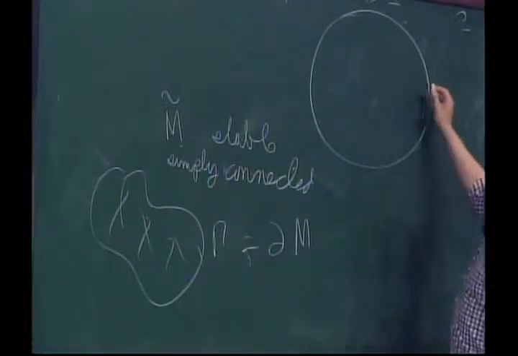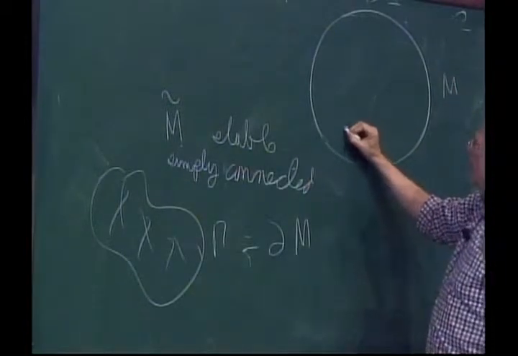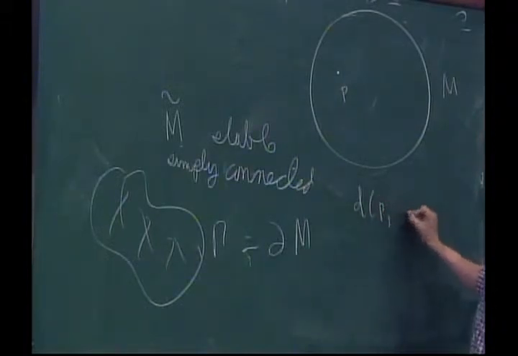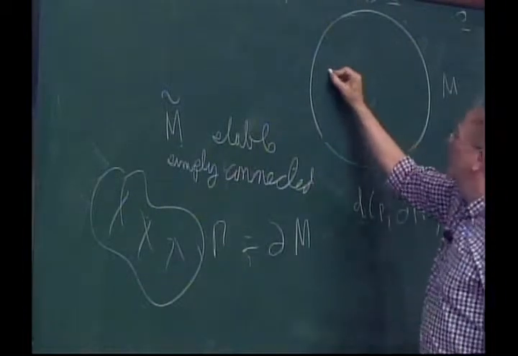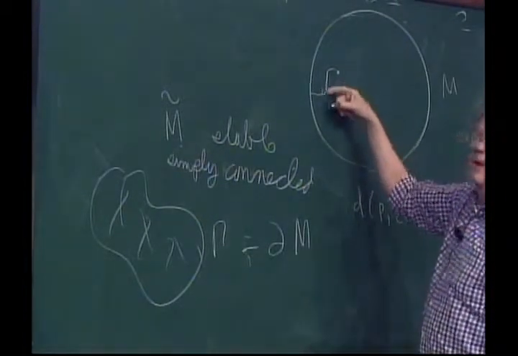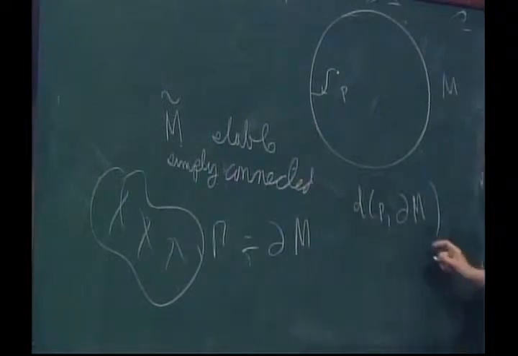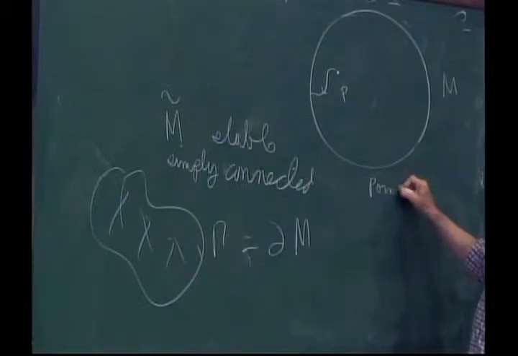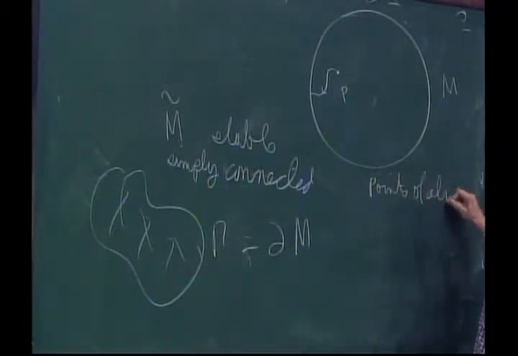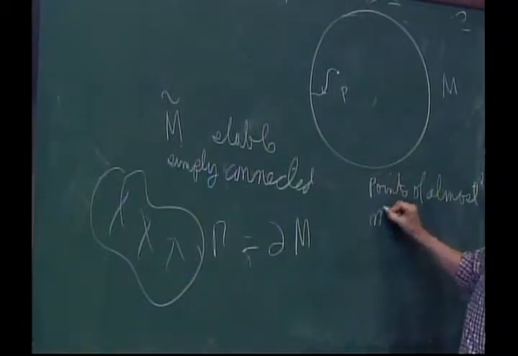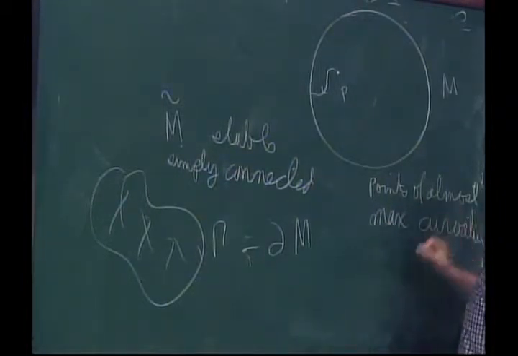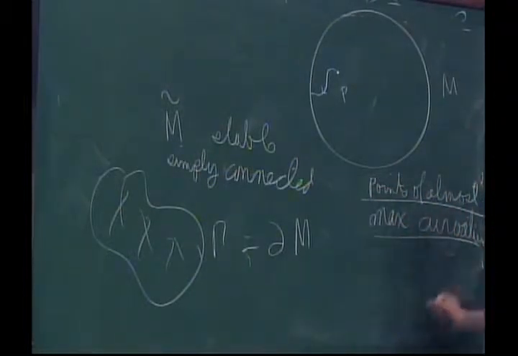So here's our surface, and if I take a point in it, I can look at the distance function from the point to the boundary of the surface, the intrinsic distance. I can look at a minimizing geodesic to the boundary. I'm going to pick what are called points of almost maximal curvature.